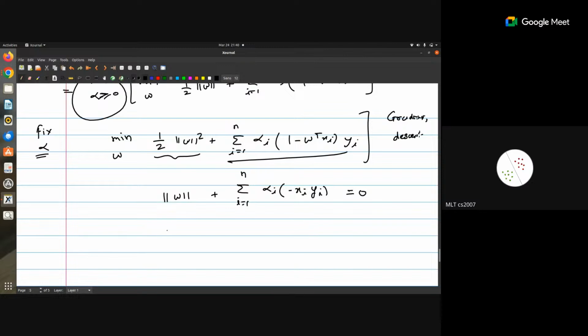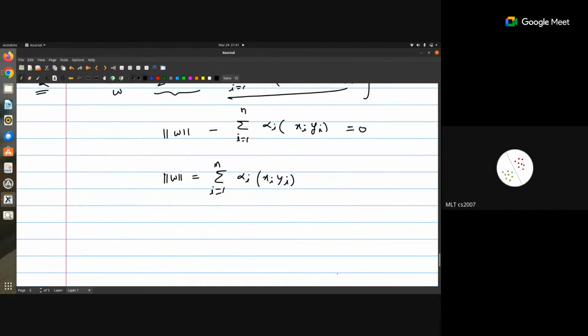That means with this minus sign, what will your w be here? w will be the summation of i equal to 1 to n of alpha i xi yi. Okay, that is the thing, right?